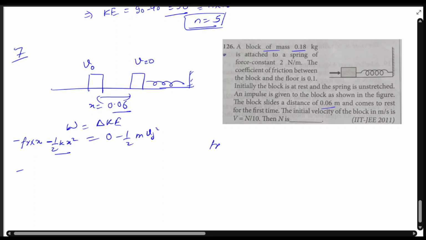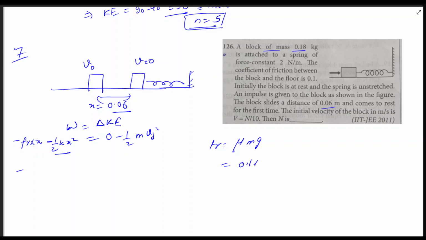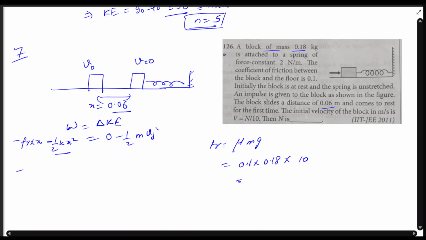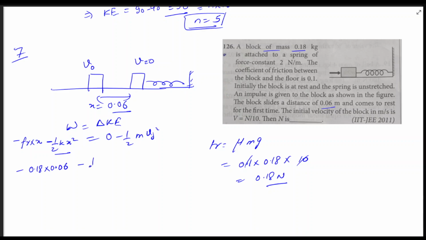First, let's find friction. So friction will be mu mg. So mu is 0.1, m is 0.18, and g is, let's take it as 10. So it will be 0.18 Newton. So we'll write 0.18 into 0.06 minus half, k is 2, into 0.06 to the whole square, is equal to minus half, mass is 0.18, into V naught square. Okay.